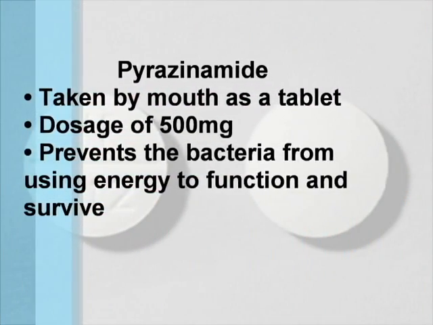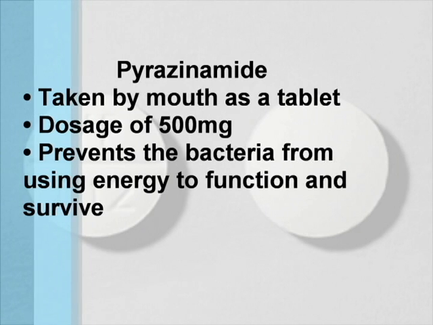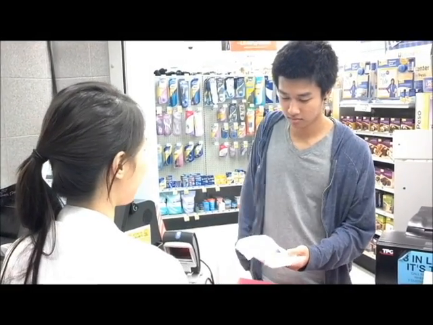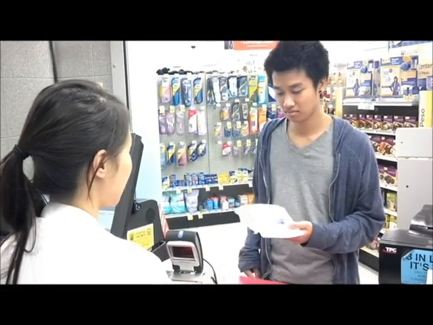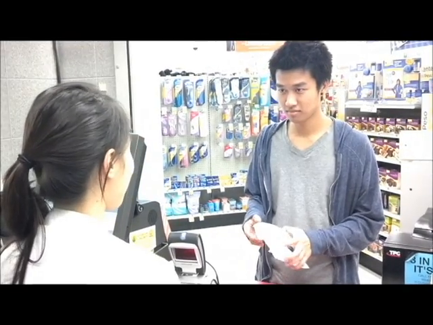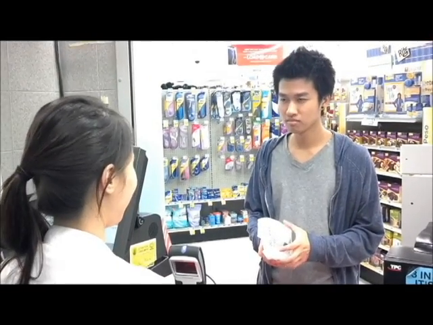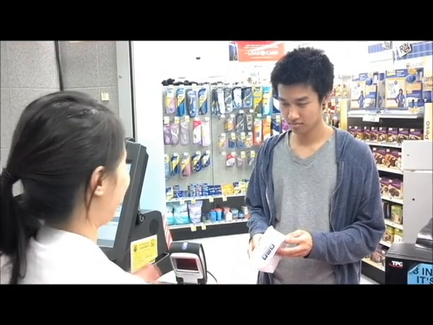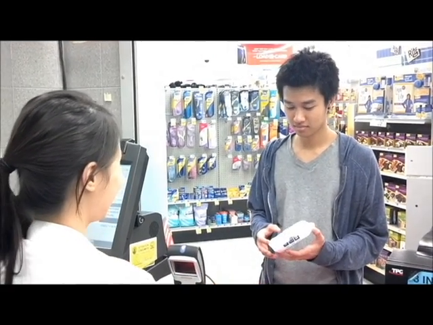Pyrazinamide is also taken by mouth as a tablet in a dosage of 500 milligrams. This drug prevents the bacteria from using energy to function and survive. Your pharmacist and other healthcare professionals serve as a great resource to understand how to take these medications. Taking them as directed is a sure way to completely treat tuberculosis.